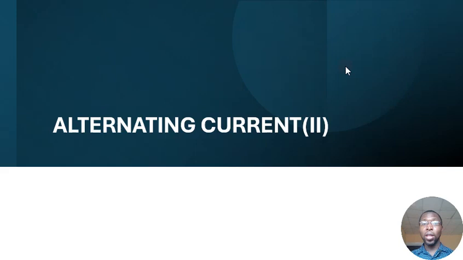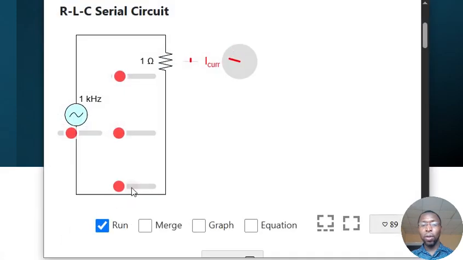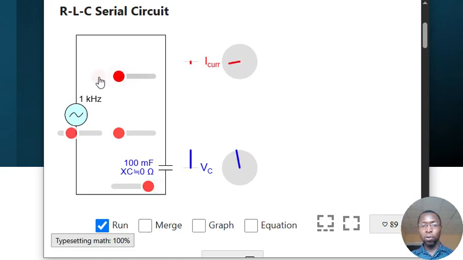And then we were able to consider three major circuits that the AC current flows through. The first one was the resistance only circuit, where you have only the resistor connected to the circuit. The other type of circuit you can have in an AC current is the capacitor only. This is the capacitor. Let us turn off the resistor. So this is the capacitor only AC circuit.